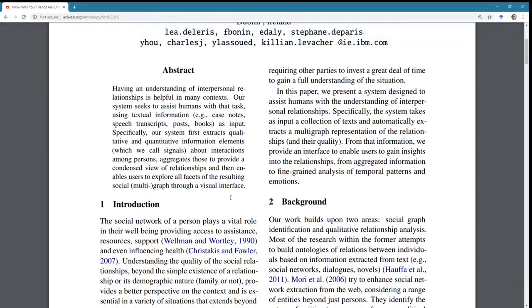Having an understanding of interpersonal relationships is helpful in many contexts. True. Our system seeks to assist humans with that task using textual information, e.g. case notes, speech transcripts, posts, books, as input. Specifically, our system first extracts qualitative and quantitative information elements, which we call signals, about interactions among persons, aggregates those to provide a condensed view of relationships, and then enables users to explore all facets of the resulting social multigraph through a visual interface. So the idea here is that you can take in some text that you have and get out of it a social network.